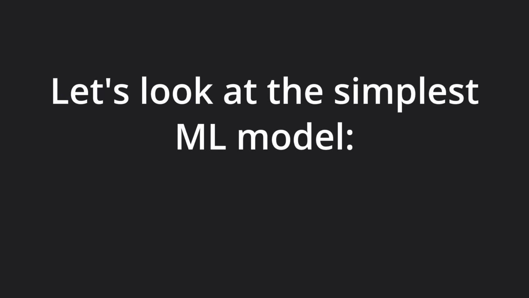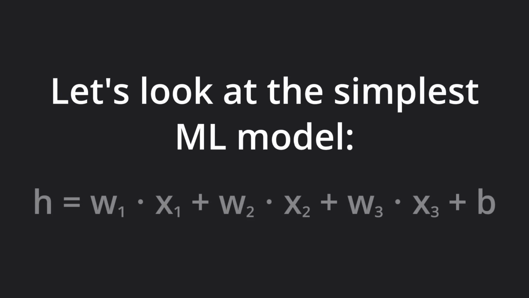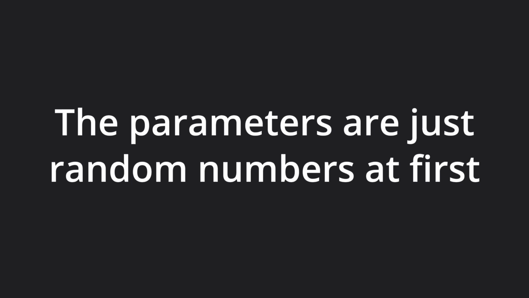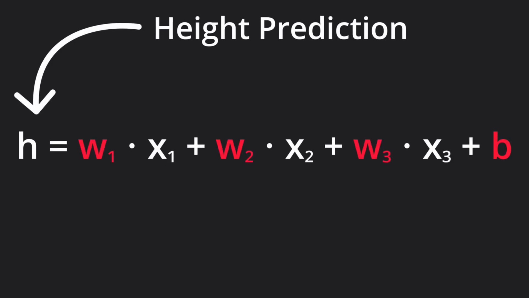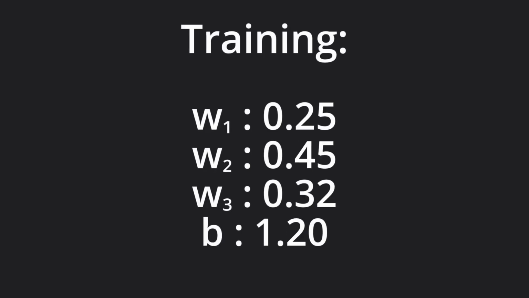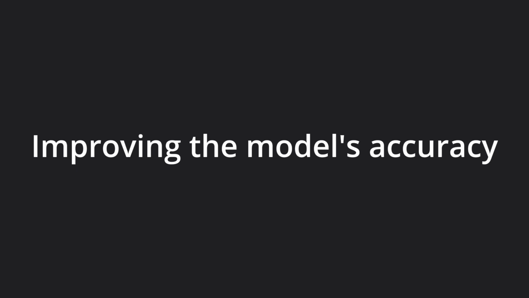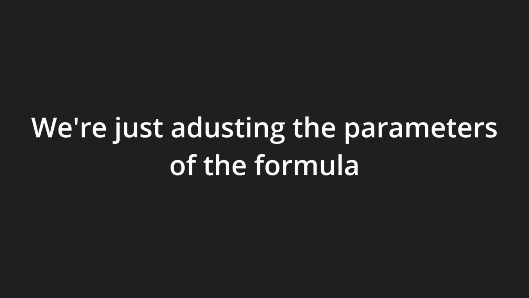Let's look at the simplest kind of ML model, represented by this equation. The input numbers are x1, x2, and x3, while w1, w2, w3, and b are the parameters of the model. The parameters are just random numbers at first, so the output number h won't be a very accurate prediction of how tall someone will be, but over training, we update the values of the parameters, improving the model's accuracy. And that's all training is. We're just adjusting the parameters of the formula.